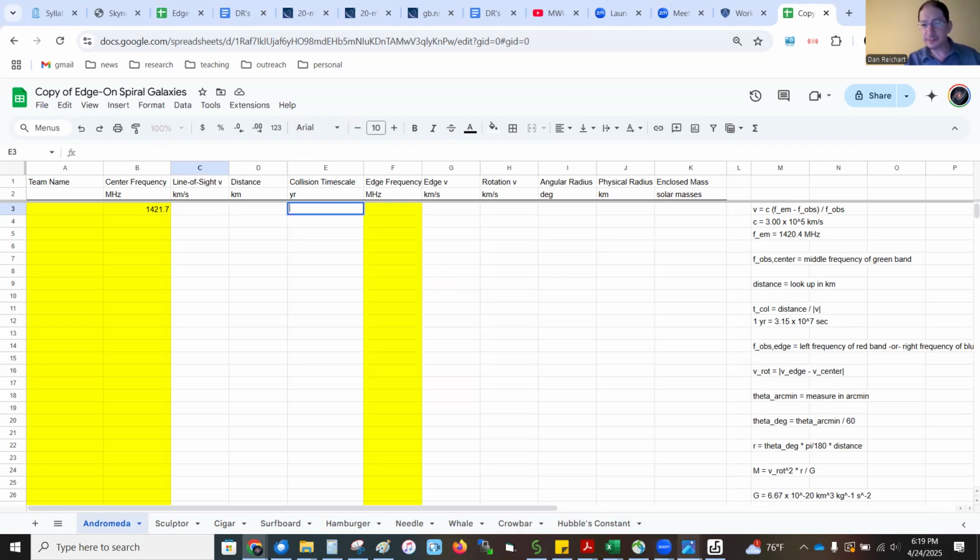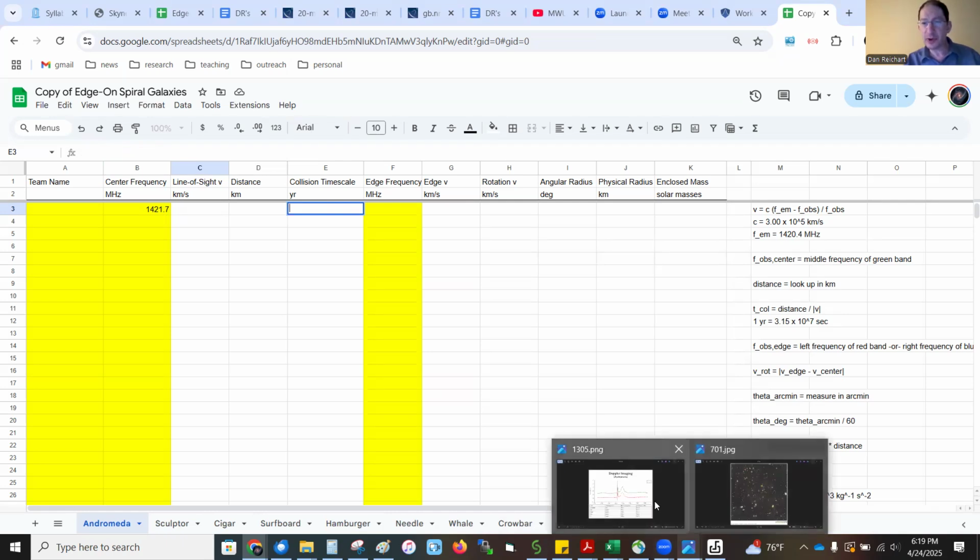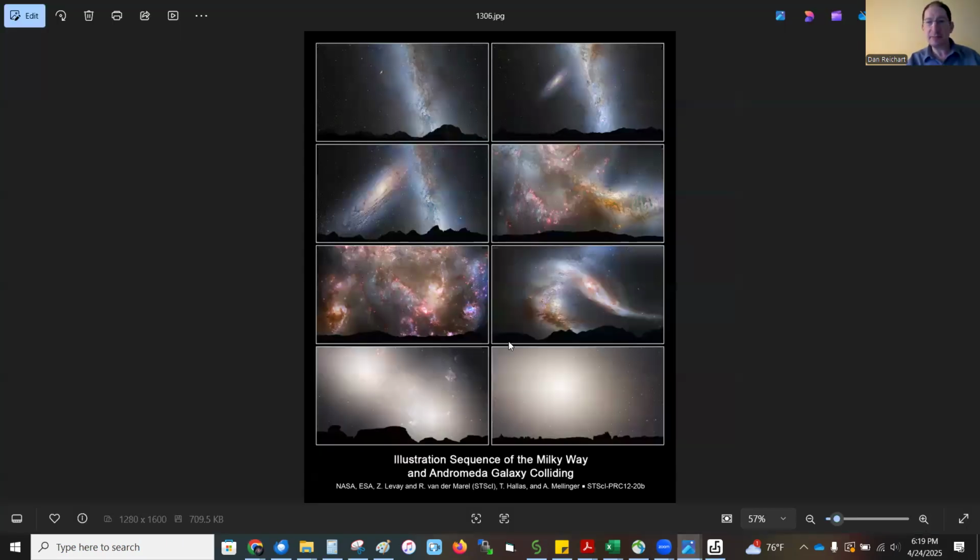Now, you'll calculate it, but I'll give you the approximate answer here because it's kind of fun to think about. This is just an animation, all right? Yeah, an artist version. It's not based on a simulation or anything, just an artist rendering, but it gives you an idea of what this will look like. So the collision timescale is about 3 billion years.